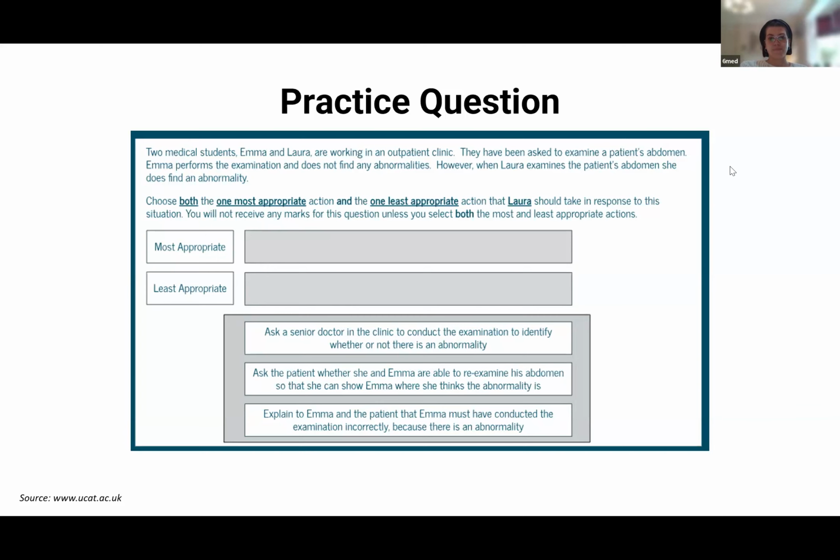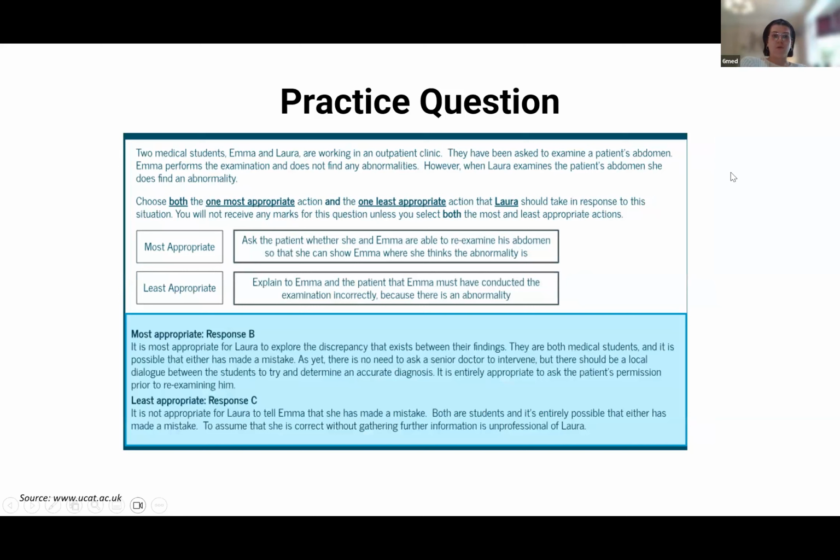Hopefully that's enough time. So for this one, the most appropriate response would be to ask the patient if they can re-examine the abdomen together, because they don't know which one of them is correct or not. And obviously providing the patient agrees, then they could re-examine the abdomen and see if one of them changes their mind.